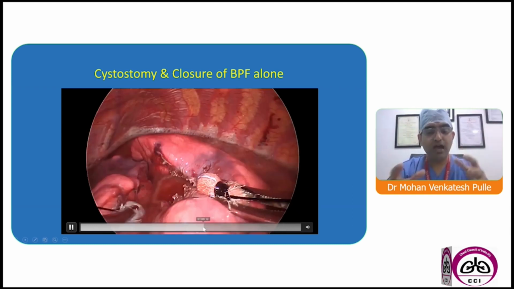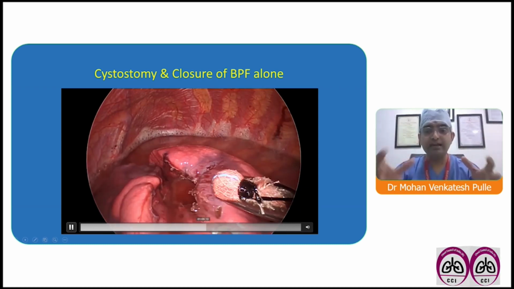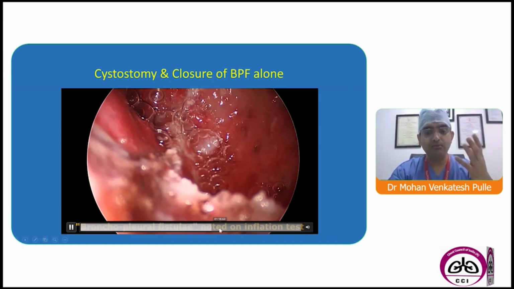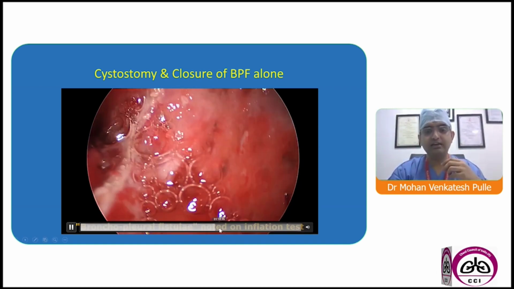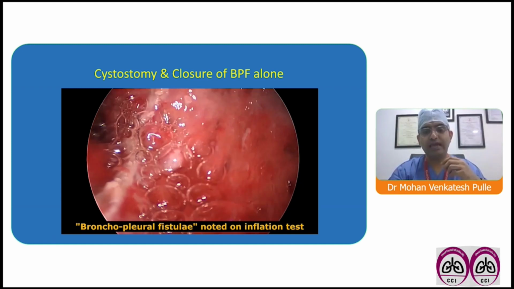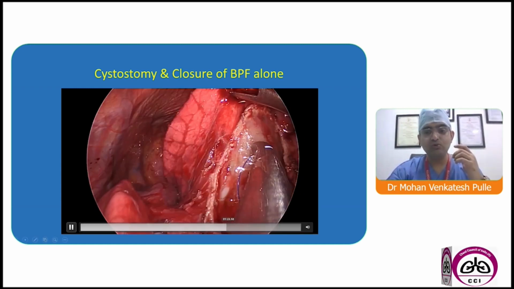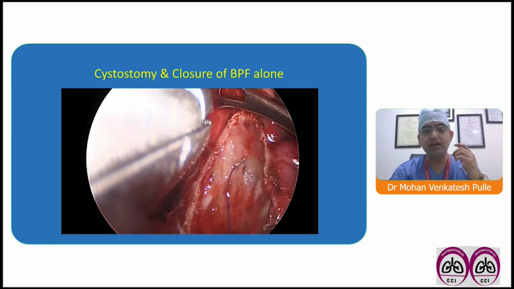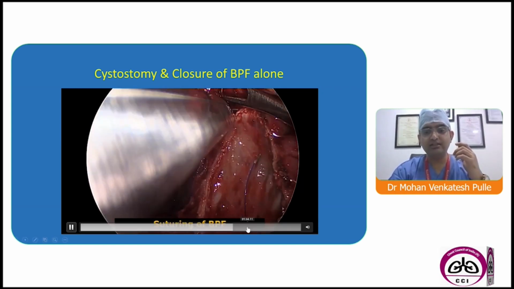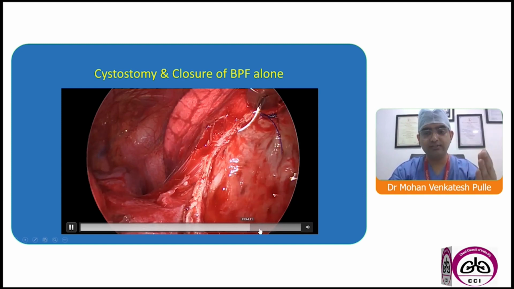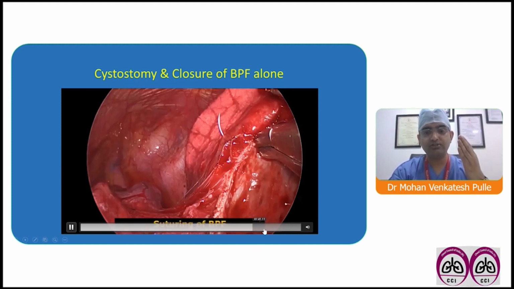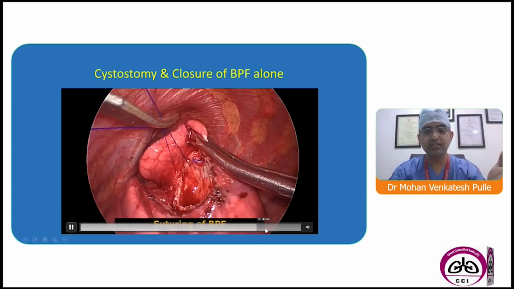Then we have to check for any air leak that is happening from the wall of the cyst cavity. You can see here there are 2-3 openings from where the air is leaking. At that stage, we take sutures to close those bronchopleural fistulae. This is the second bronchopleural fistula closure. After that, we check again for the air leak.